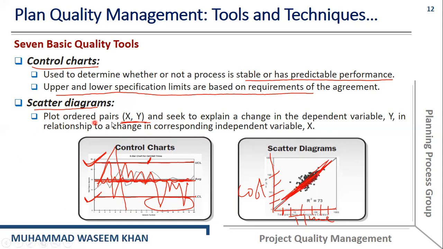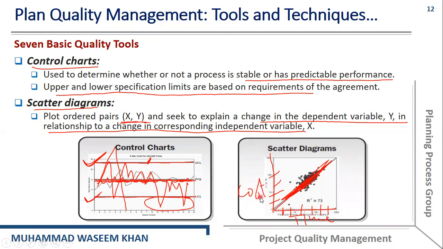Then we have the scatter diagram. A scatter diagram plots ordered pairs and seeks to explain a change in the dependent variable, for example the y, in relationship to the change in the independent variable. So the scatter diagram is used to identify the relationship between the dependent and independent variable. For example, here you can see the dependent variable is cost and the independent variable is time. So that means that with changing time, the cost will also change.